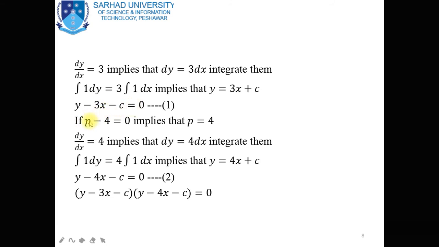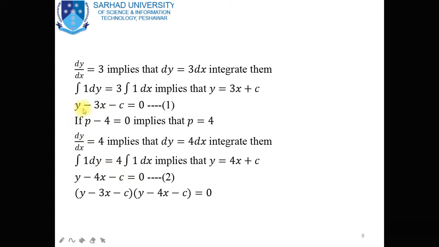Now the second factor is p − 4 = 0. p − 4 means p = 4, and p is equal to dy/dx. So dy/dx is equal to 4. Now this implies that dy = 4 dx. Separation of variables is possible, so taking the integration of 1 with respect to y and the integration of 1 with respect to x, this implies that y = 4x + c, and this solution can be written as y − 4x − c = 0.